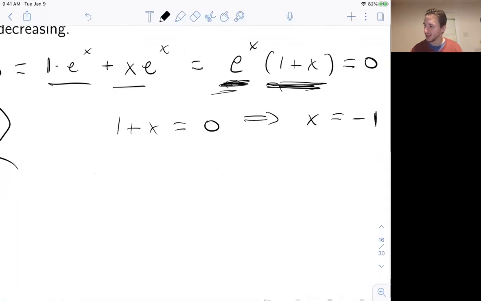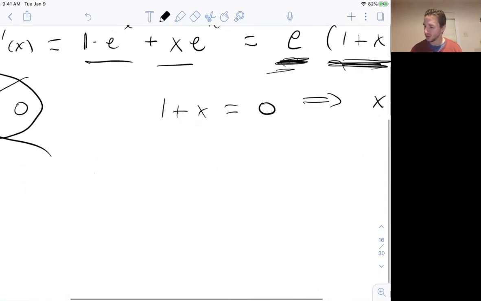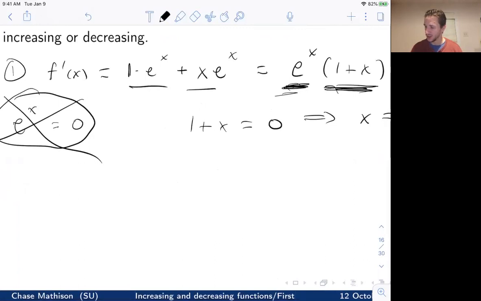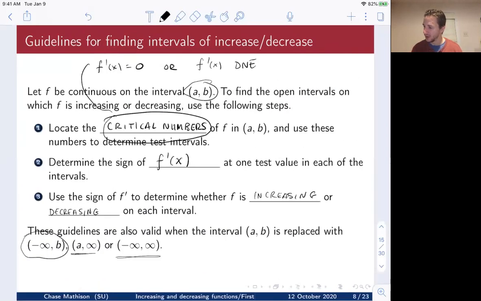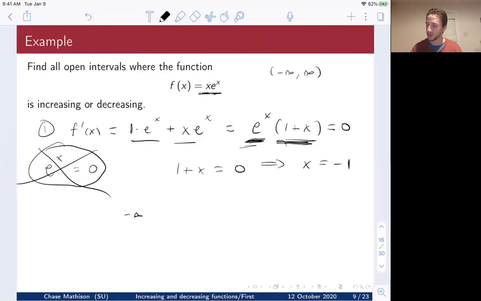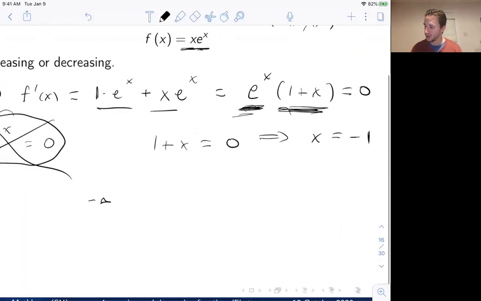So I got an x value of x equals -1. That tells me that my test intervals from step 1 are minus infinity to -1, and then -1 to positive infinity.